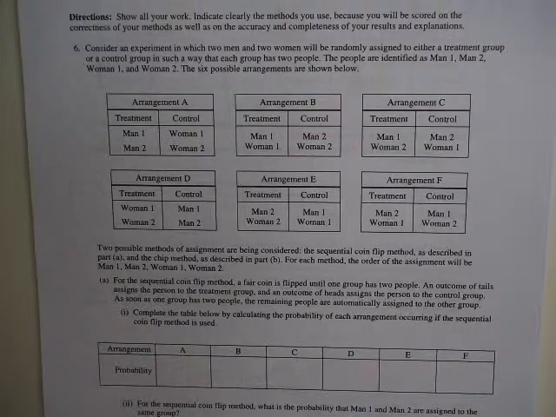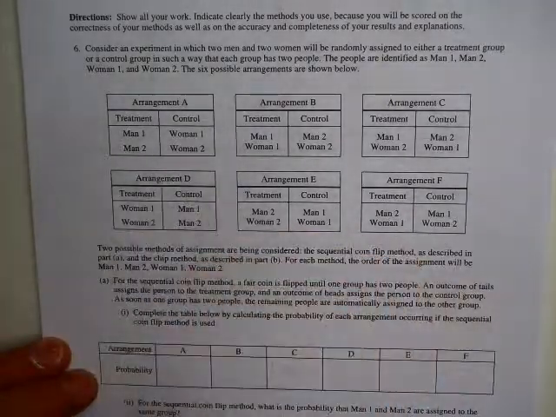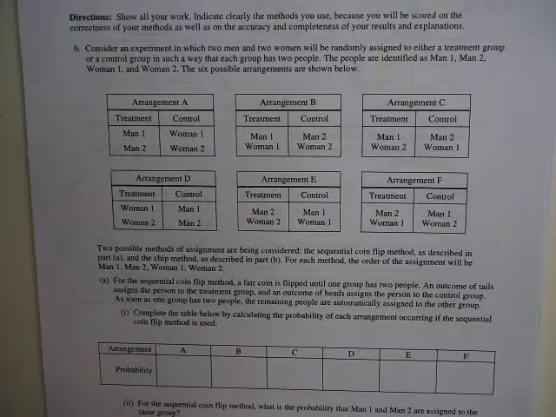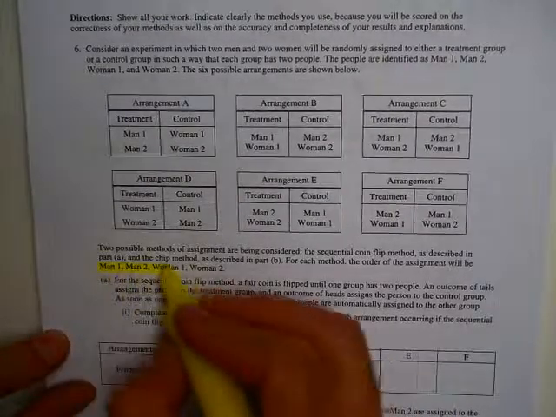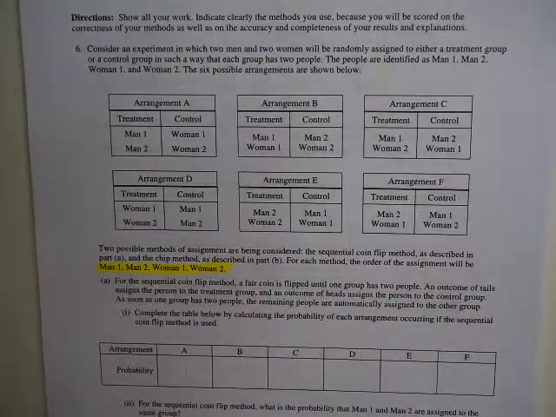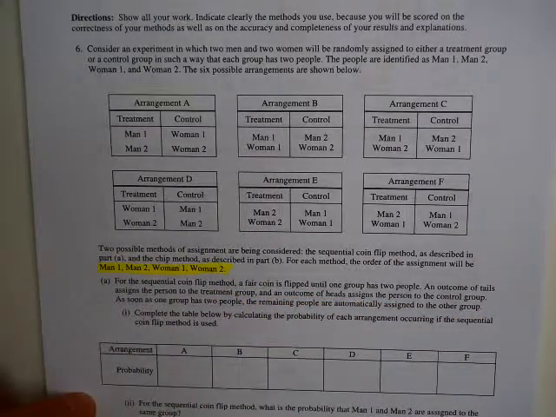So they have these arrangements, and we're going to be looking at two different ways that we can assign people into these arrangements. The first way is going to be using a coin flip method, and the second way is going to be using a chip method. I'll do the chip method on a different video just so that it's not super long. So if I'm flipping a coin, we're going to go in the same order here: man 1, man 2, woman 1, woman 2, and woman 2 just ends up getting stuck in whatever group's left.